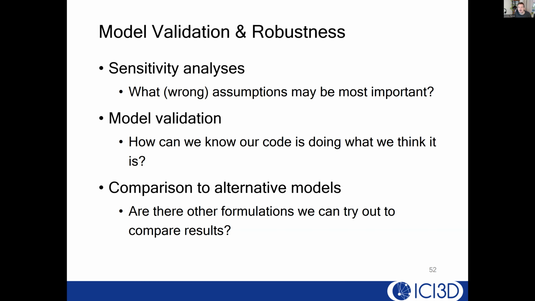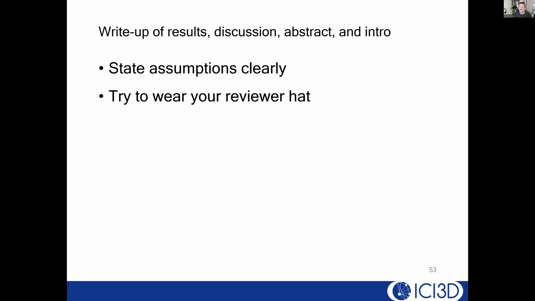Okay. I'm now going to start thinking about writing up the results, the discussion, the abstract, and the intro. I want to be very clear about what I've done, but I also want to be very clear about what I didn't do. I don't want to try to hide anything. I've made a lot of simplifying assumptions. You're always going to make a lot of simplifying assumptions. Are they important? You want to be very careful to not overstate how important what you've done is as a function of how many simplifying assumptions you've made.